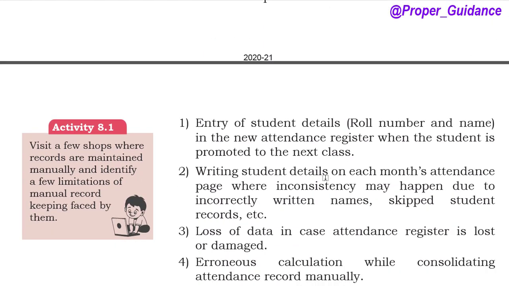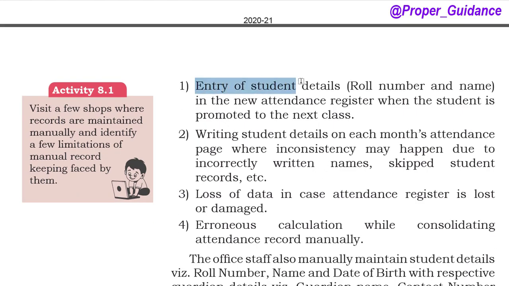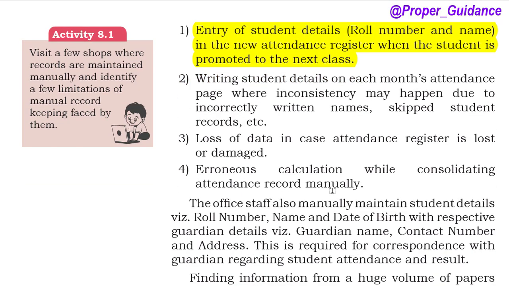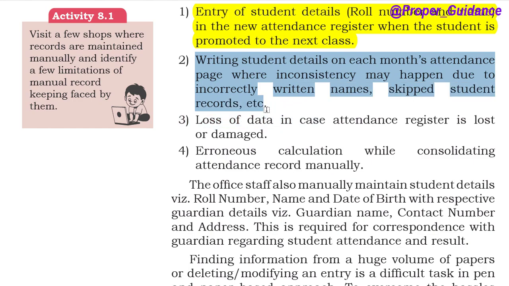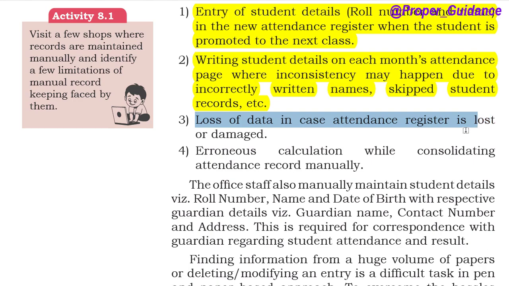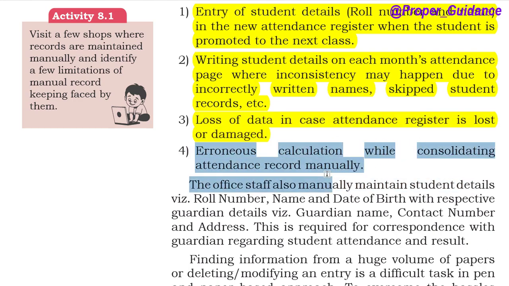Entry of student details, roll number and name in the new attendance register when the student is promoted to the next class. Writing student details on each month's attendance page, where inconsistency may happen due to incorrectly written names, skipped students' records, etc. Loss of data in case the attendance register is lost or damaged. Erroneous calculation while consolidating attendance record manually.